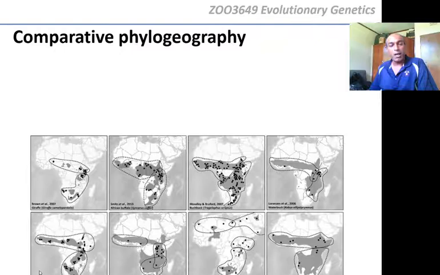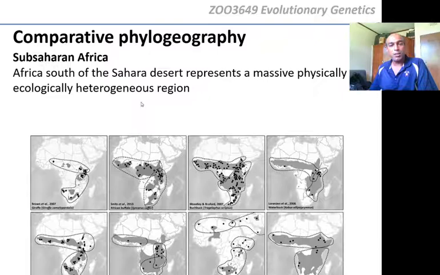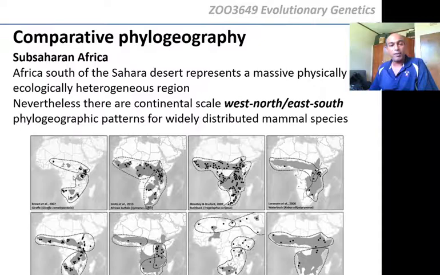And what can you see in sub-Saharan Africa? Okay, what can you see, that the Sahara Desert represents a physically and ecologically heterogeneous region south of the Sahara? So nothing really happening north of the Sahara in any of these species, except maybe the cheetah here. Okay, but what we have in these species is continental scale west and north, or east and south patterns. So here is a pattern, for example, south and east, south and east, south and east.